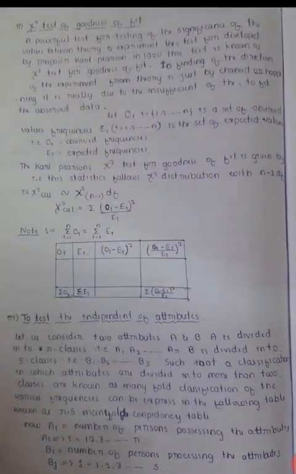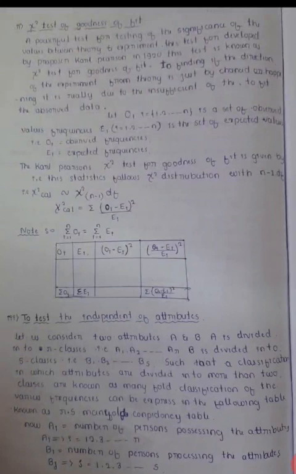Second one, chi-square test for goodness of fit. A powerful test for testing the significance of the discrepancy between theory and experiment. This test was developed by Karl Pearson in 1900. This test is known as the chi-square test for goodness of fit.